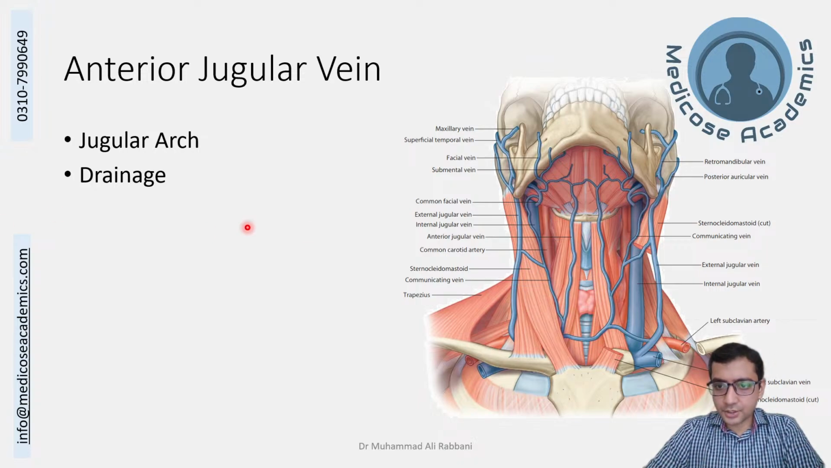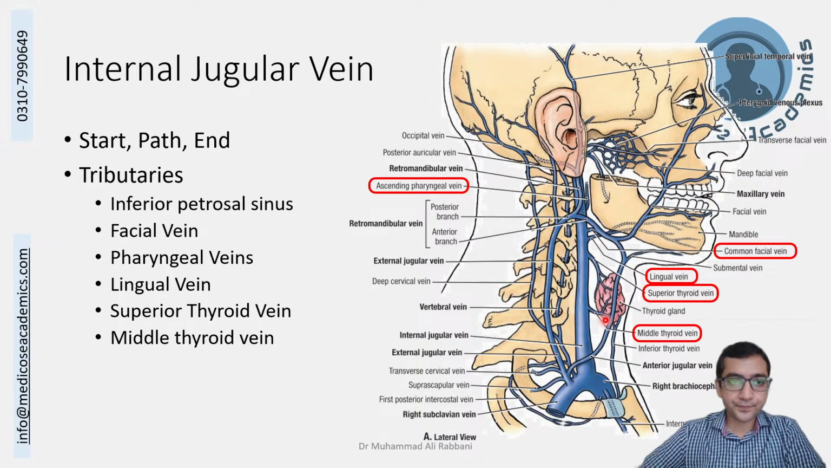This was about the jugular arch. This is the jugular arch, the anastomosing arch that joins the two anterior jugular veins. It's called the jugular arch.